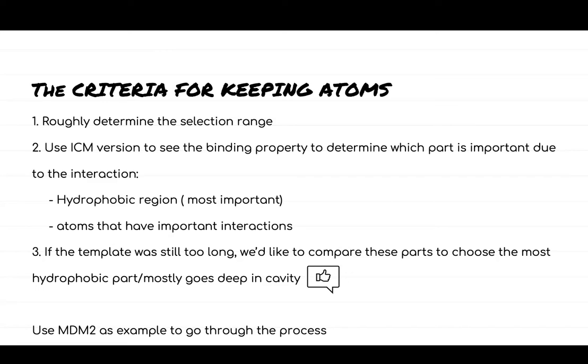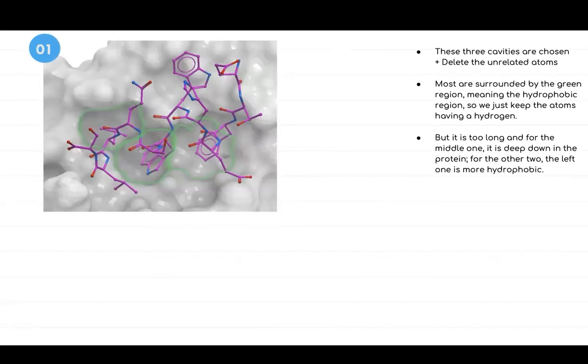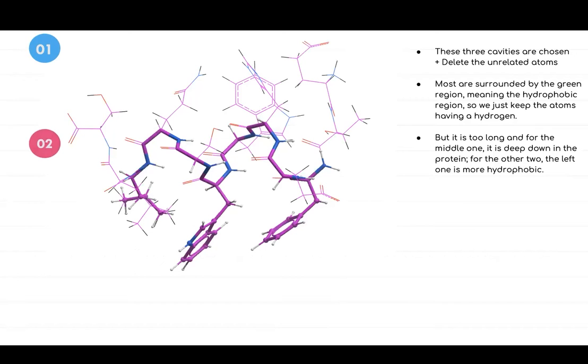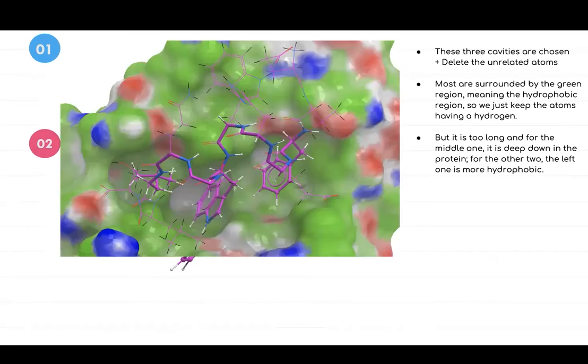And we'll use MDM2 protein as an example to go through the whole process. First, roughly determine the selection range, delete the unrelated atoms. So we chose the first 3 cavities and deleted the unrelated atoms. Second, use the IC inversion to see the binding property to determine which part is important due to the interactions. Hydrophobic region, most important. Atoms that have important interactions.